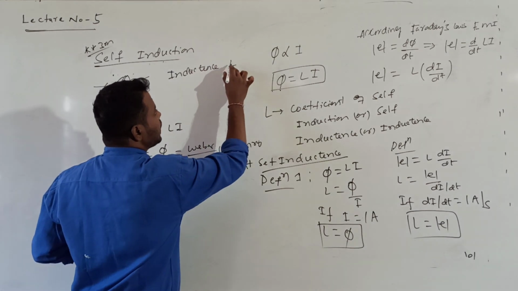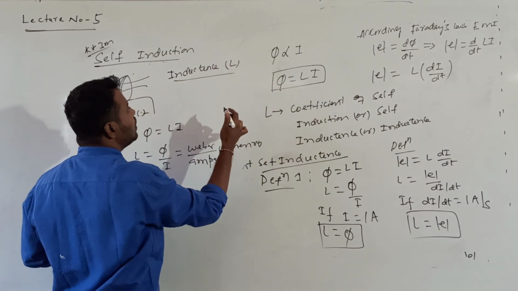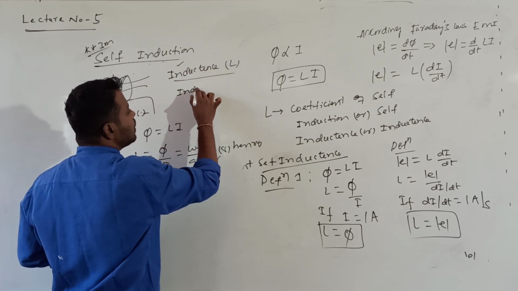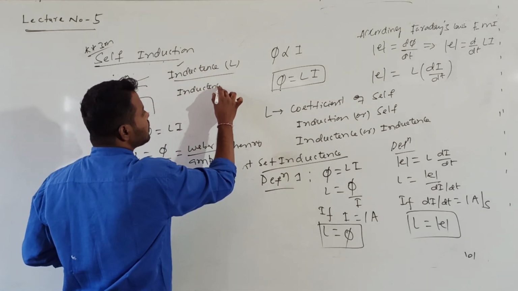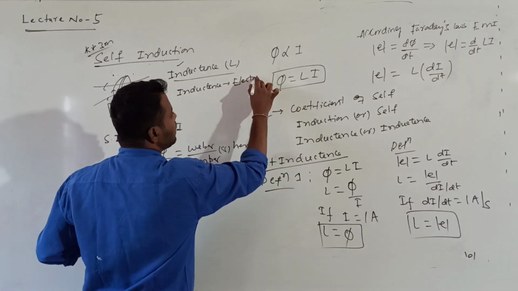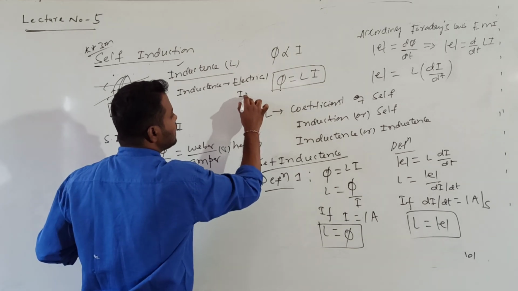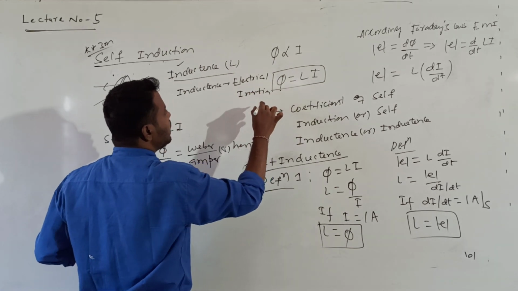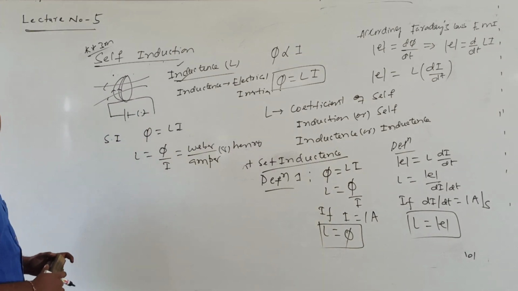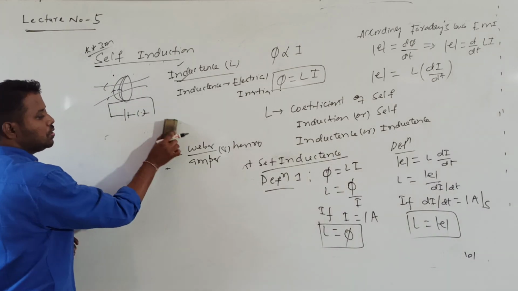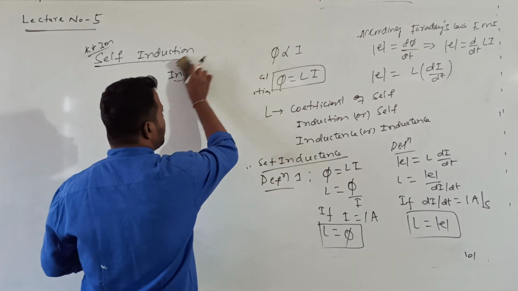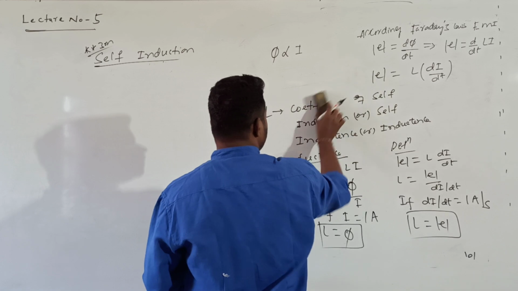But remember, the inductance of a coil, or the self-inductance of a coil, plays the role of what? Inductance is also known as electrical inertia. It will play that role. Which is the measure of electrical inertia? Inductance. If the inductance value is more, the property of opposition is more. If the inductance value is less, the property of opposition is less.